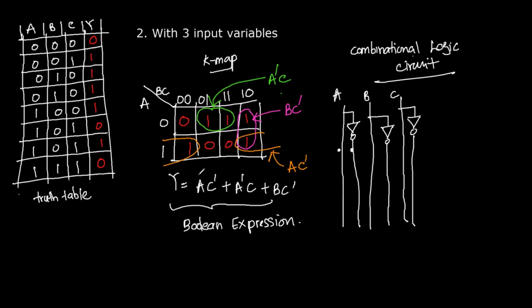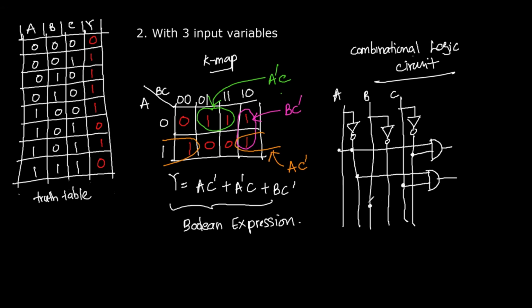So our first product is going to be A and C complement. You see that this is basically an AND gate. So you have A coming out and you have the complement of C, which is this point, and we have an AND gate. And we have the complement of A, and we have C, which is just plain old C, and we have an AND gate.